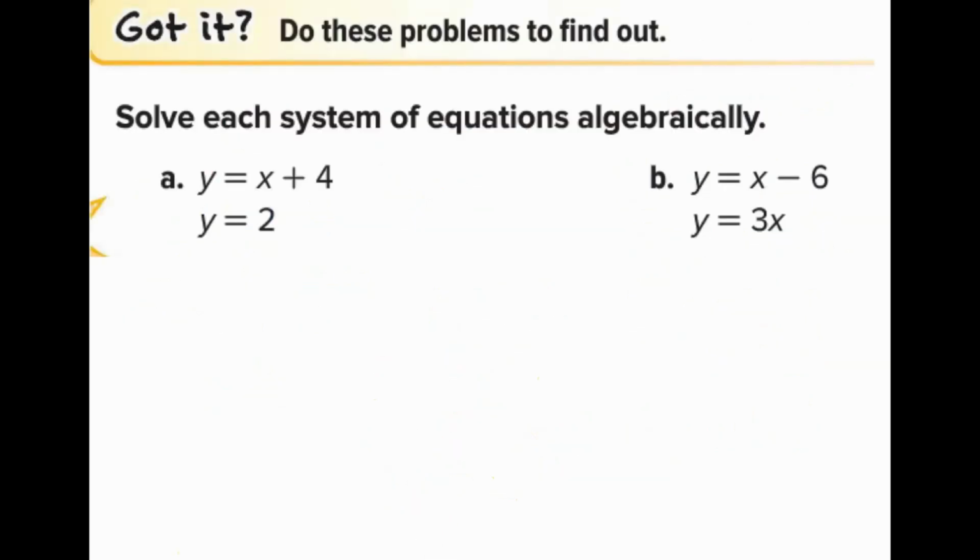A couple more examples in here. If I had y is equal to x plus 4 and y is equal to 2, again, you're going to set y is equal to or x is equal to, where in this case they are both y equal to.